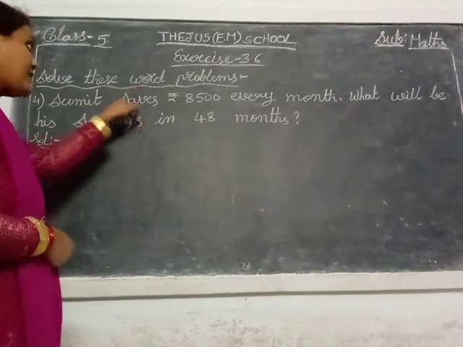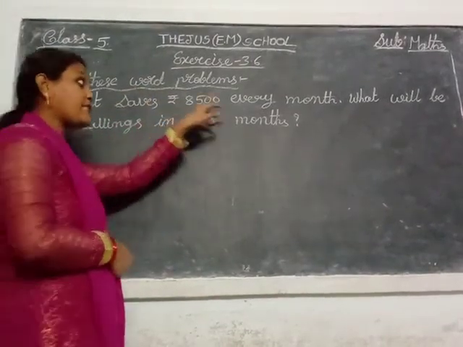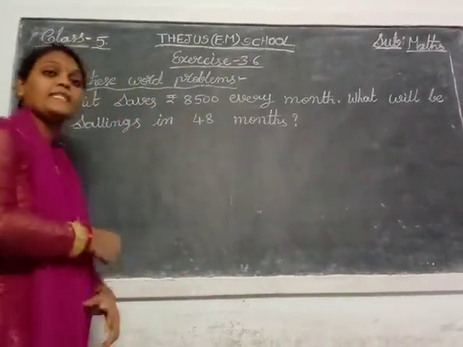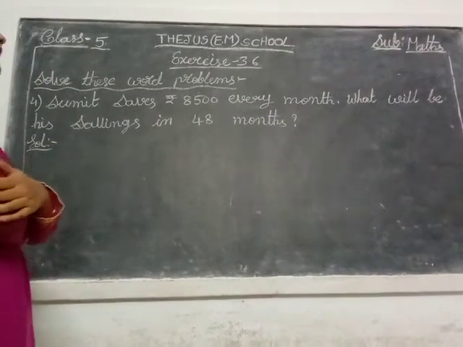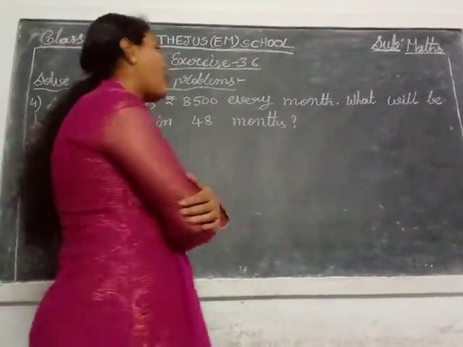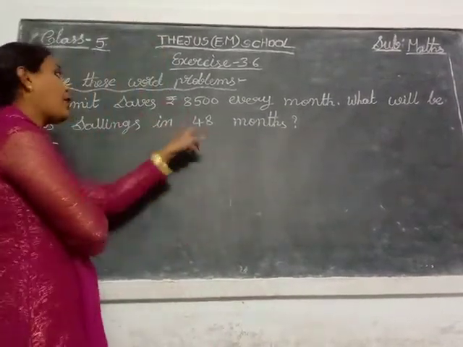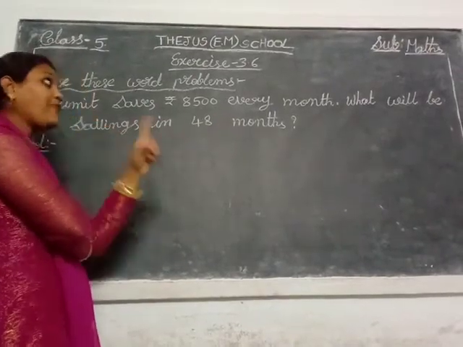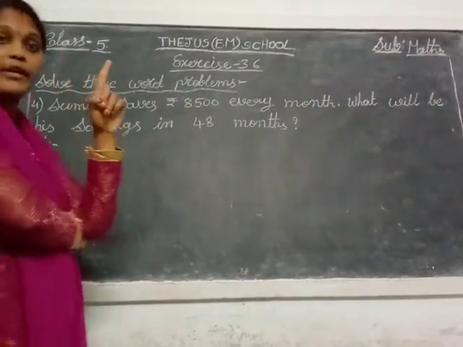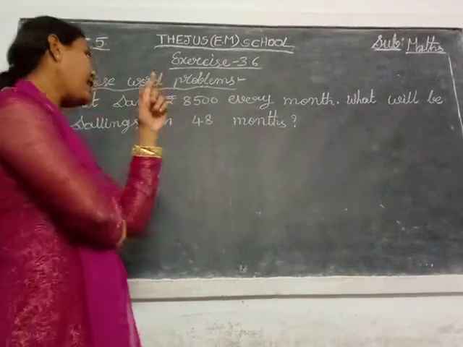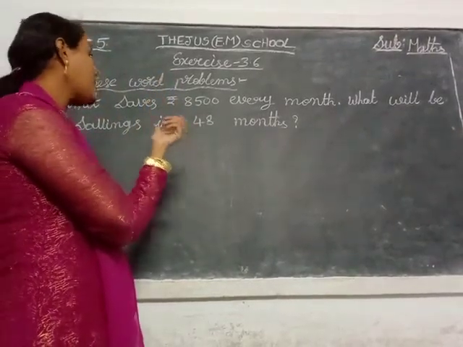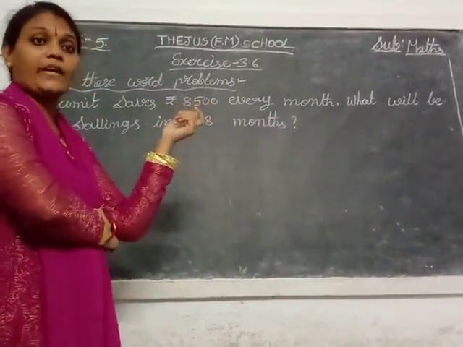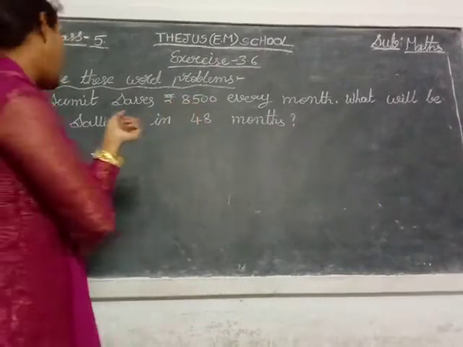Sumit saves 8,500 rupees every month. Every month he saves how much money, children? 8,500 rupees. What will be his savings in 48 months? So in only 1 month he saves 8,500 rupees. That way, in 48 months how much amount of money is there? His savings. Now we'll find out, children.